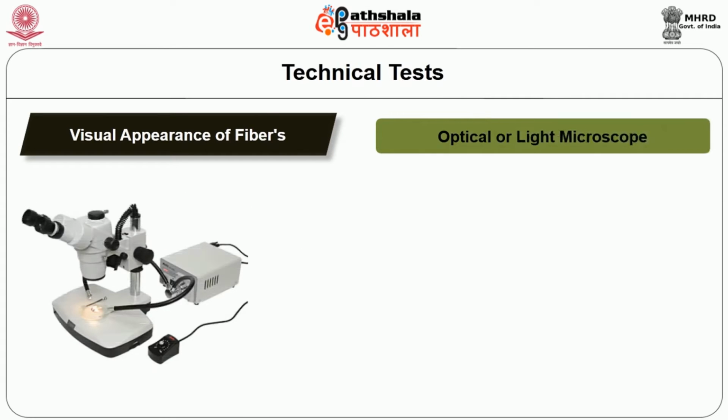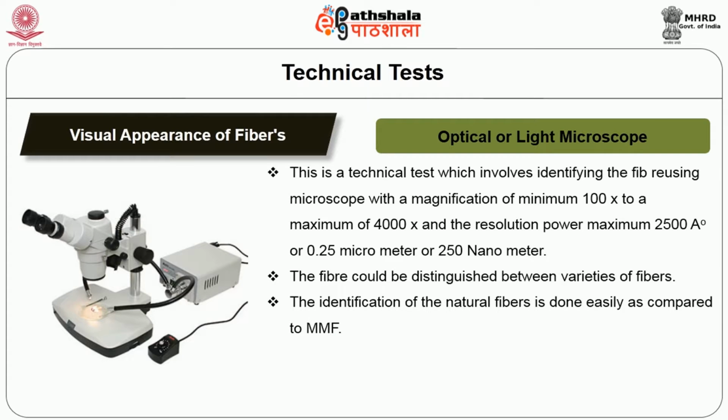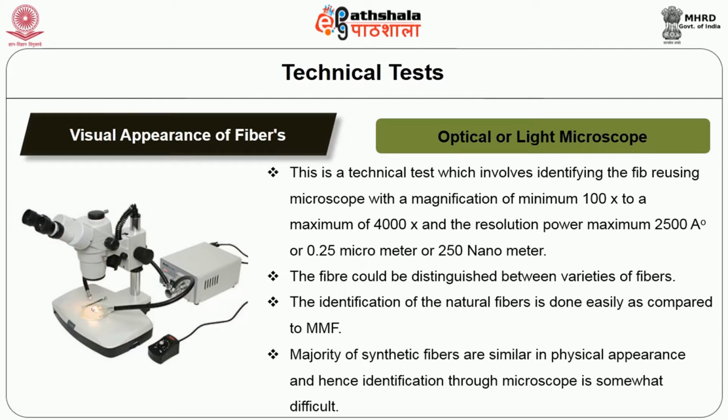Regarding the optical microscope, this is a technical test which involves identifying the fiber using a microscope with a magnification capacity from a minimum of 100 times to a maximum of 4000 times. The resolution power is a maximum of 2500 Angstrom or 0.5 micrometer or 250 nanometers. The fiber can be distinguished between varieties of fibers. The identification of natural fiber is done easily as compared to man-made fiber. The majority of synthetic fibers are similar in physical appearance, and hence identification through microscope is somewhat difficult.